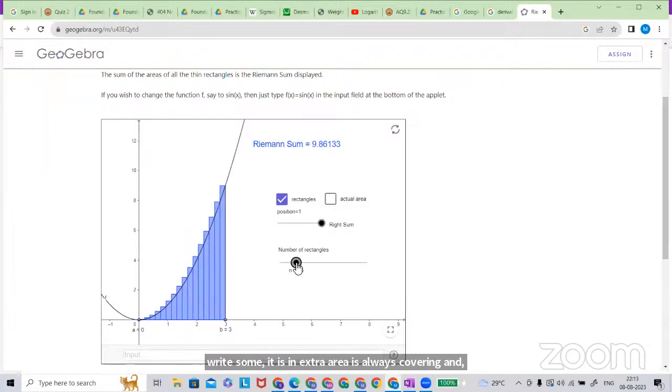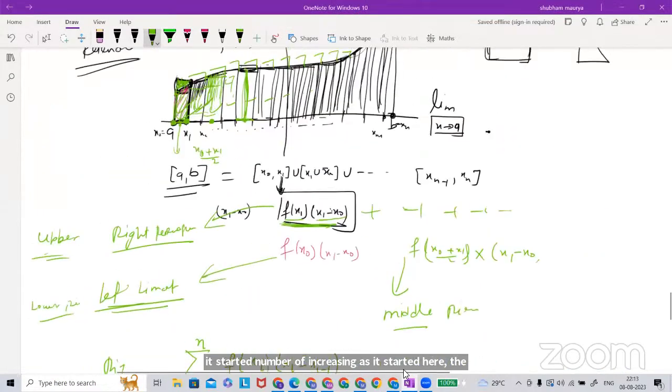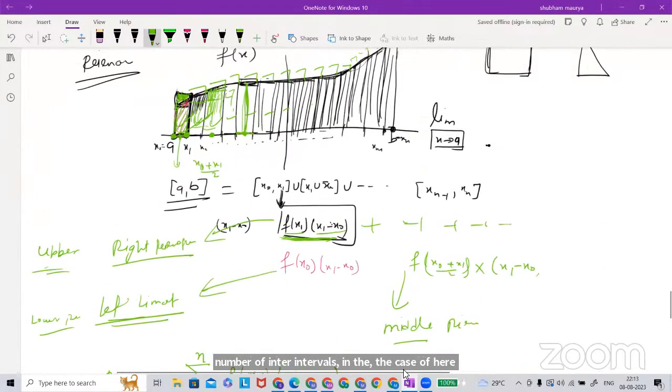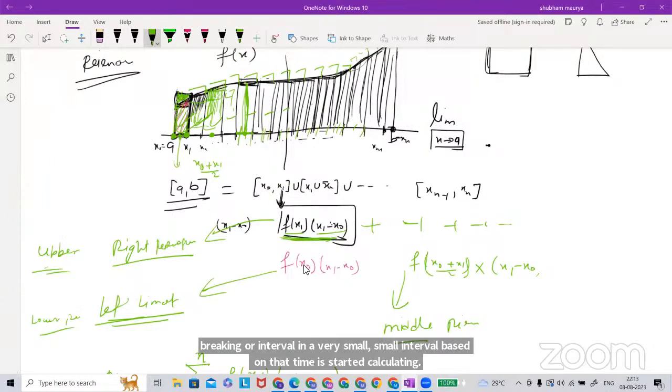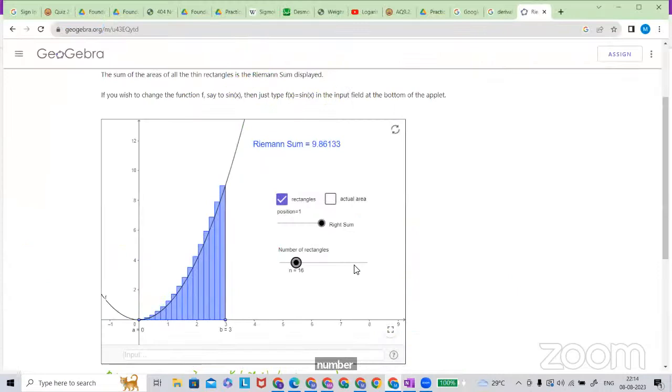I started here, the number of intervals is increasing. Suppose in this case I started breaking our interval into very small intervals, and based on that I started calculating. So see, this is what is happening. I am increasing the number of intervals here. So see what is happening.